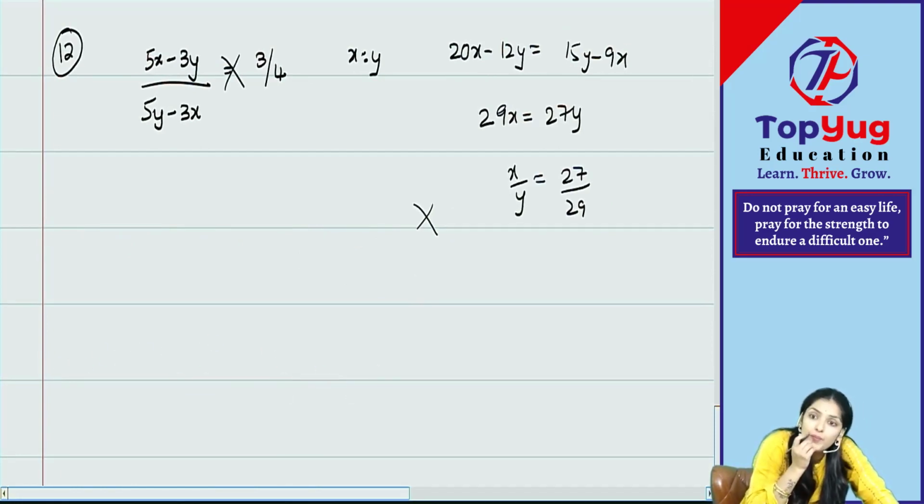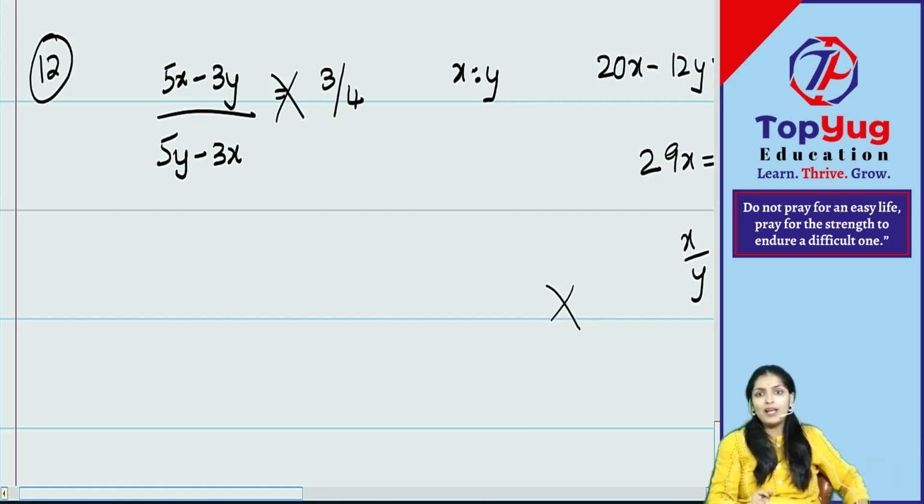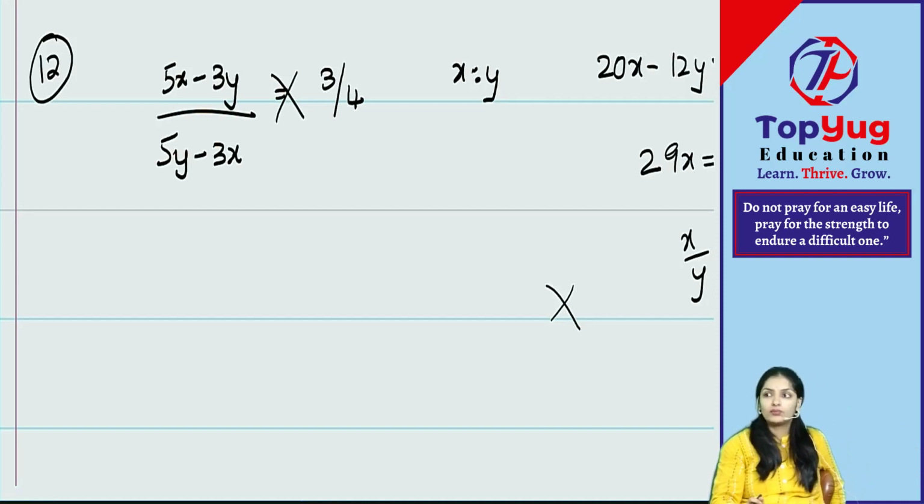Which one? Cross multiply. This one is equal to, cross multiply. AD is equal to BC.